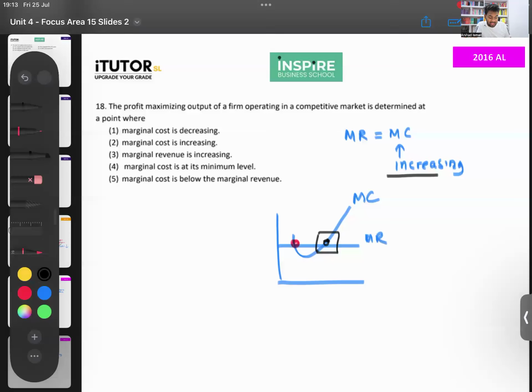So which one can you give as an answer for this? When MC is decreasing, no. When MC is rising, yes. When MR is increasing, no, MR is always constant. MC is at its minimum, no. When marginal cost is below, no, it has to be equal. So the more complete answer is when MR equals MC, when MC is rising. There is no full answer there, so you go with the part that they have given. So that's answer 2. Okay.